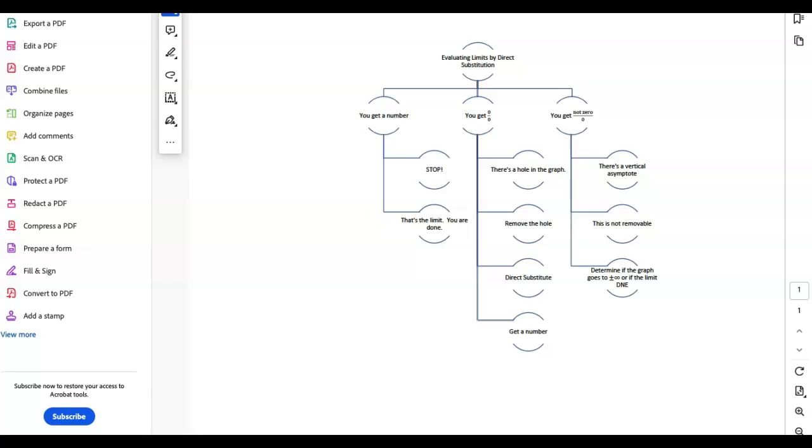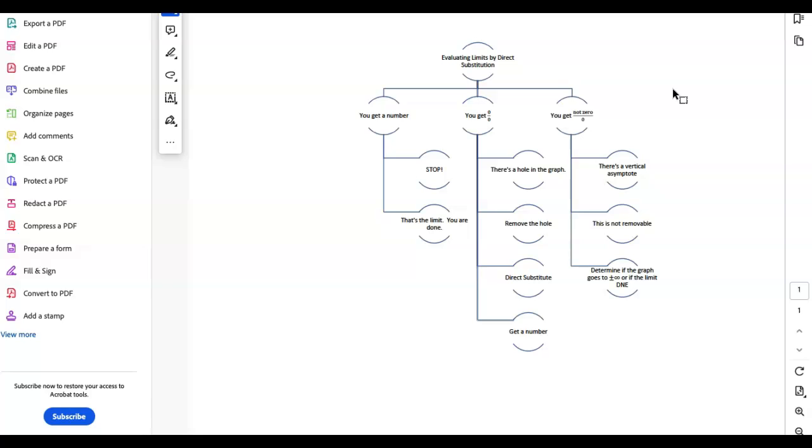You'll get a number, any number including 0. If that happens, you're done. That's the limit. End of problem. The other thing that could happen, we're in this column right here, you get 0 over 0. If you remember, 0 over 0 is called indeterminate. What it means, though, is that there is a hole in the graph.